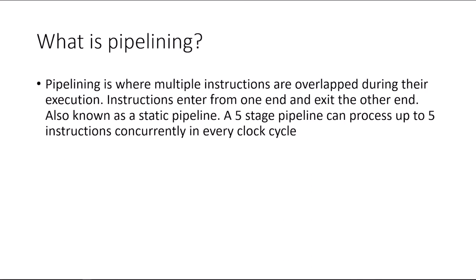So what is pipelining? Pipelining is where multiple instructions are overlapped during the execution. So instructions come from one end and go out the other, and this is known as a static or simple pipeline. In a few slides we'll look at a 5-stage pipeline where it can do 5 instructions concurrently rather than a simple pipeline where it's just one instruction every 5 clock cycles.